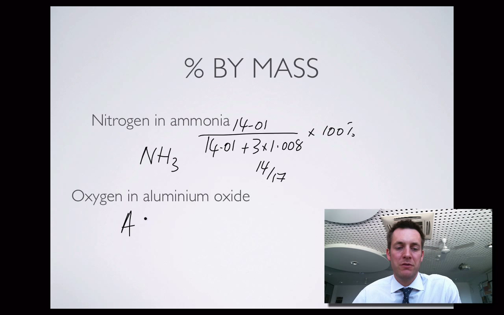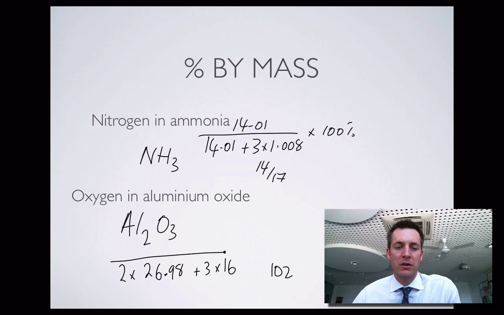Aluminium oxide, be able to figure out its formula. Aluminium is a 3+ ion, oxide is a 2- ion, so Al2O3. Figure out the formula mass of that, or the relative molecular mass, or the molar mass, so that would be 2 times 26.98 according to our periodic table, plus 3 times 16, which is 54 and 48, so about 102.